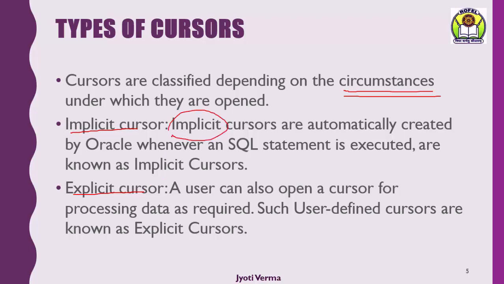Implicit, as the name implies, it is automatically created. Implicit means what? Automatically. Fine. So whenever up till now we have fired the SQL statements in our PLSQL block, in that case the Oracle opens a cursor, and that cursor information we don't know. It is automatically opened by the Oracle, and that cursor is called implicit cursor. Whenever you are firing an SQL statement, the Oracle engine automatically creates a space in the memory, and that memory space is called implicit cursor, of which the user is totally unaware.